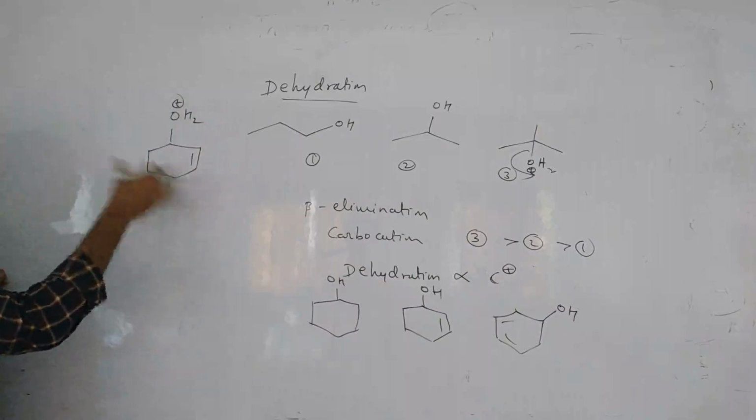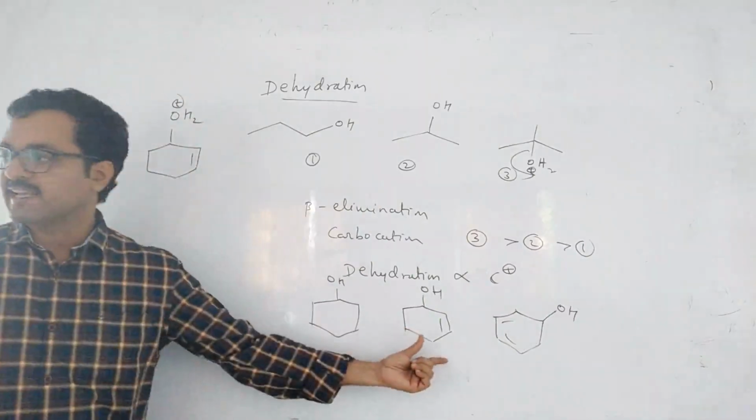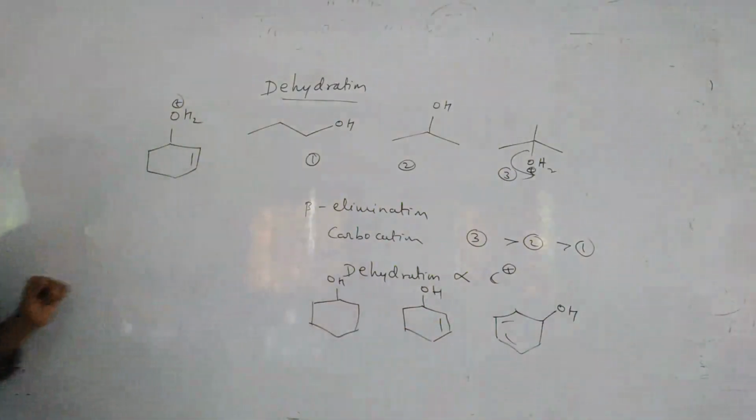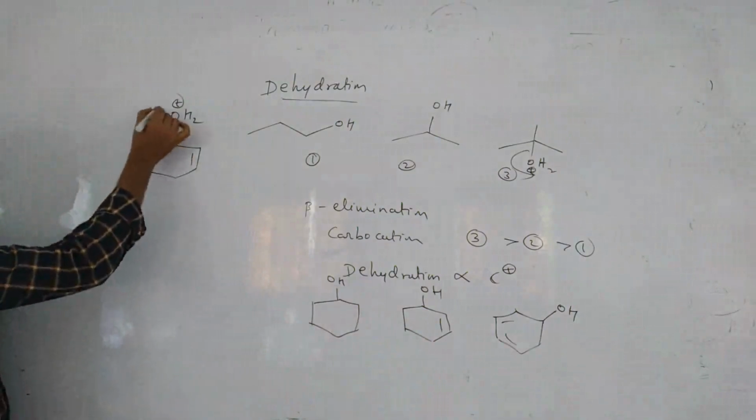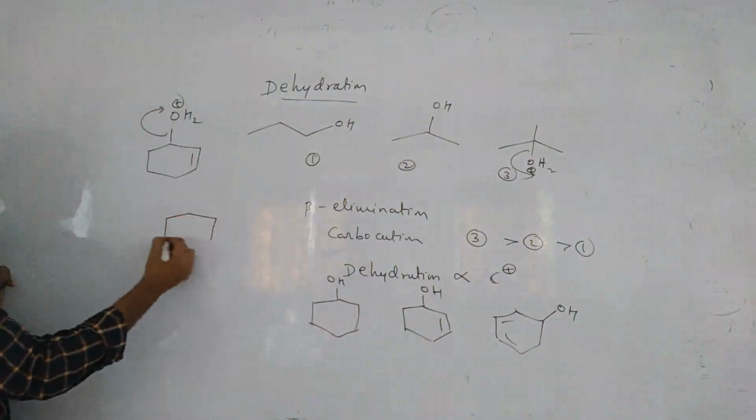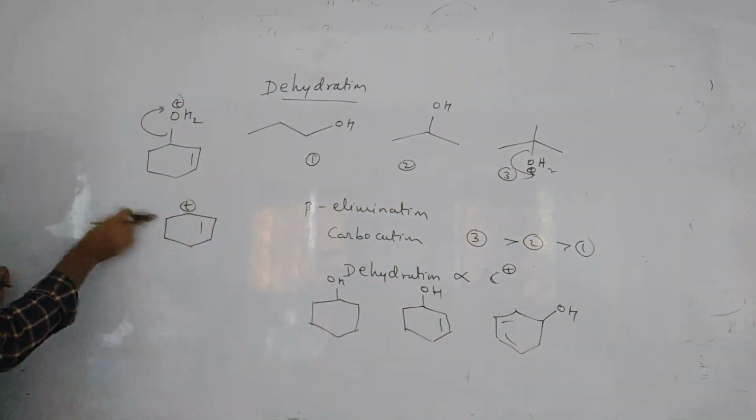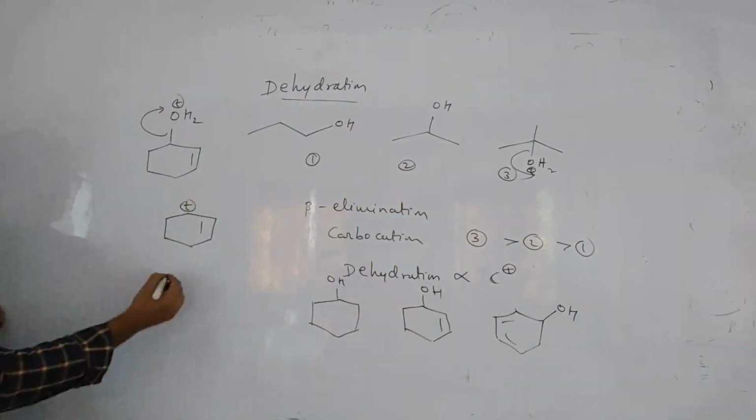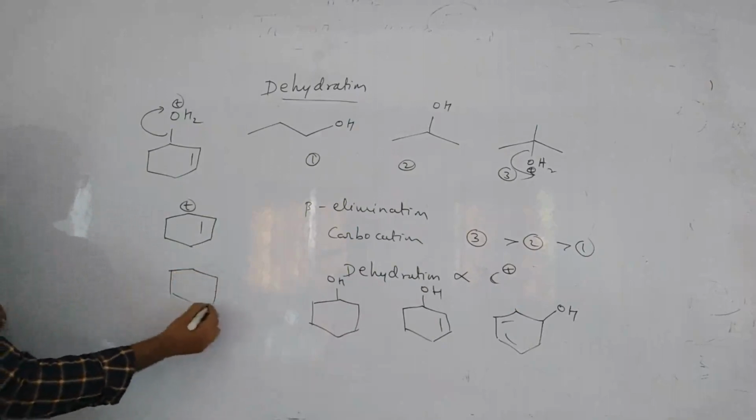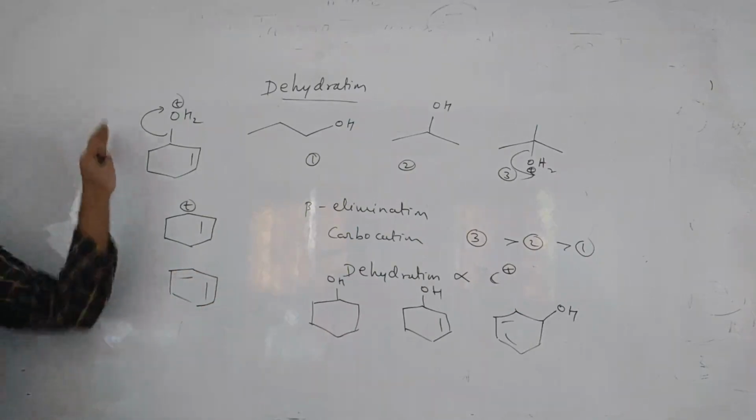Protonation of alcohol. This is alcohol taking one more proton. Protonation. What is the next step? This will move like this. And what is the next step? This hydrogen will leave and get a double bond. So this is what elimination means. These are the three steps.